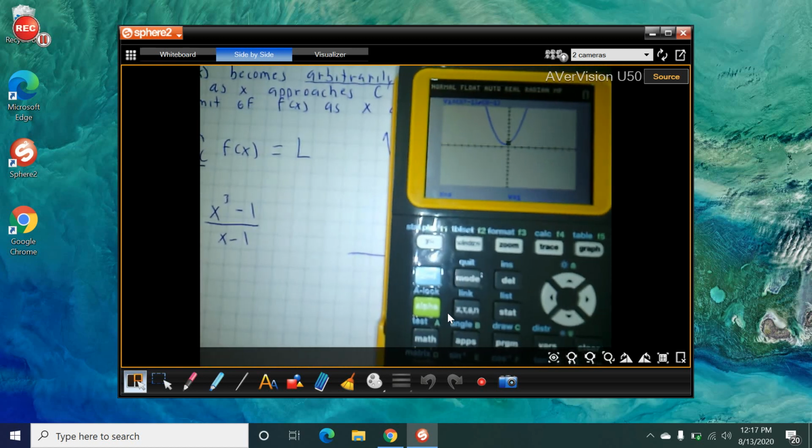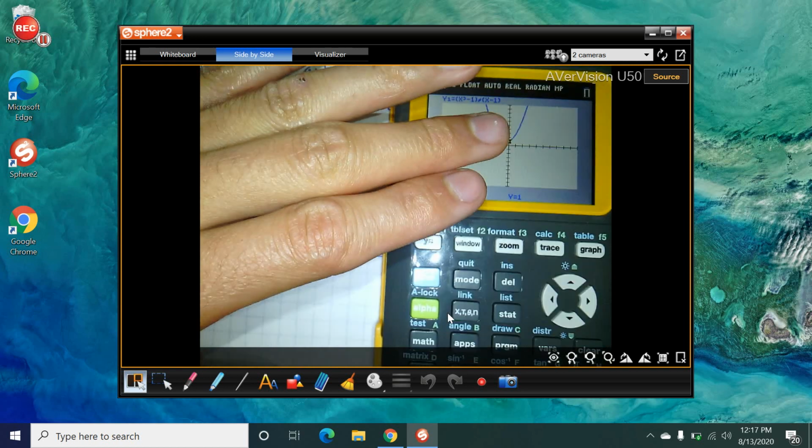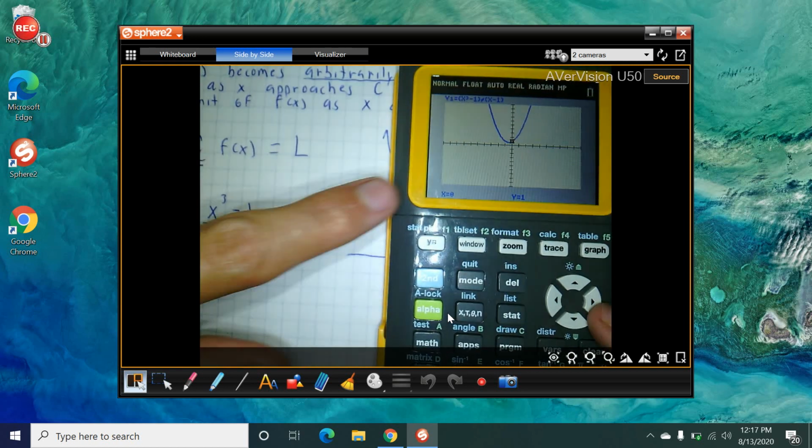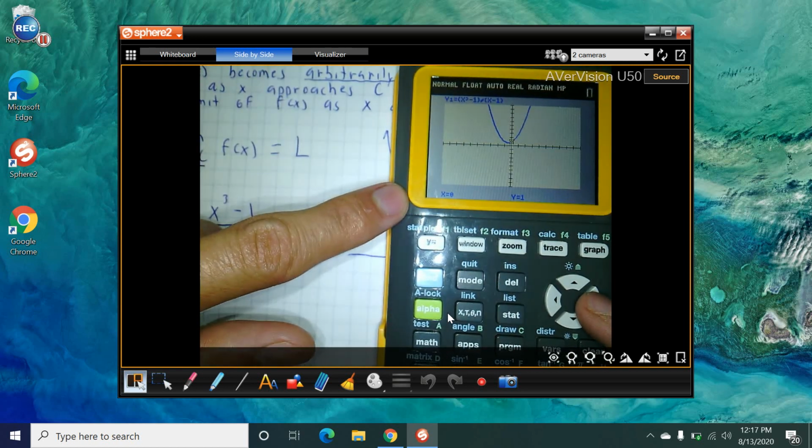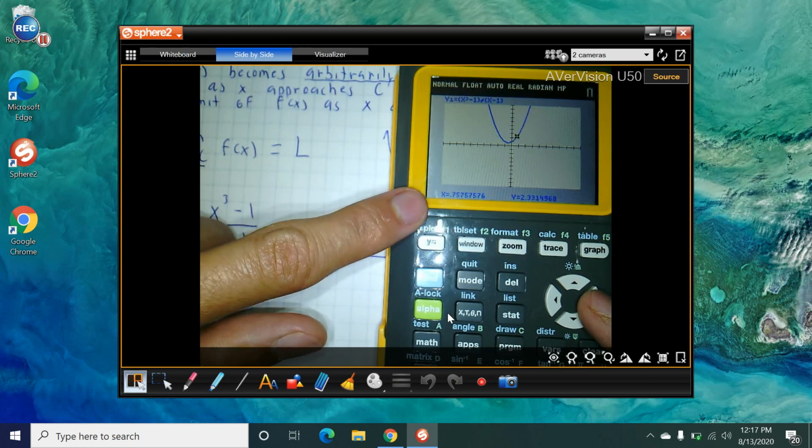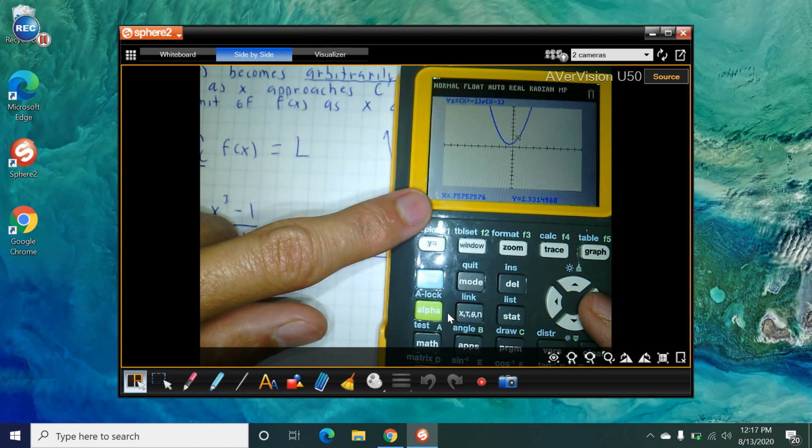I'm going to try to focus again. Alright, there you go. Notice, I'm going to be switching it off. What I'm interested in is the y value. As I'm approaching, that's 0.15, 0.3, 0.45, 0.6, 0.7. Notice how x is getting close to 1, which is what I want to do. Let's see what the y is getting close to.